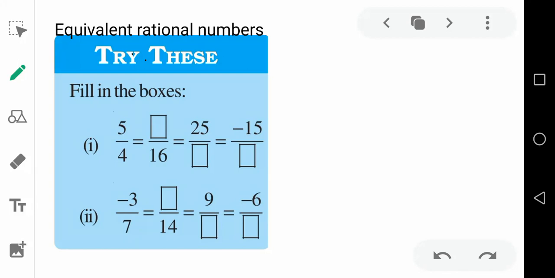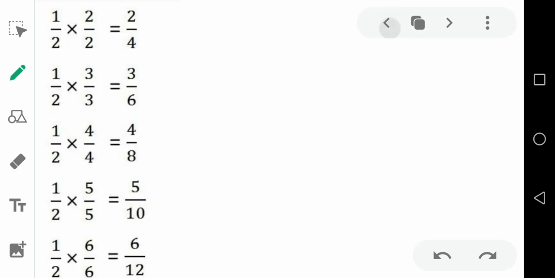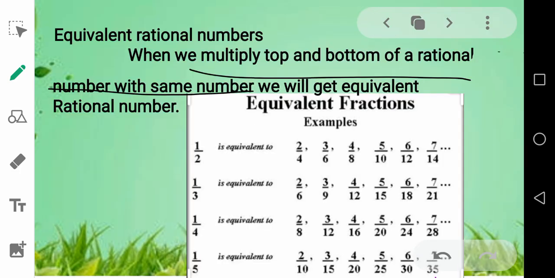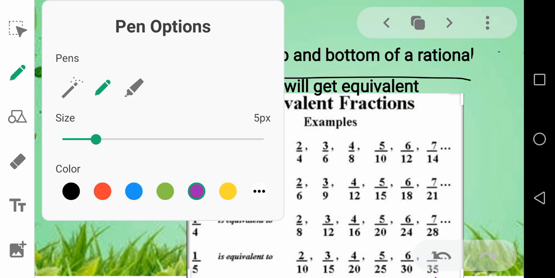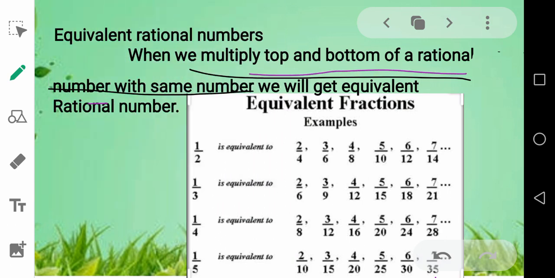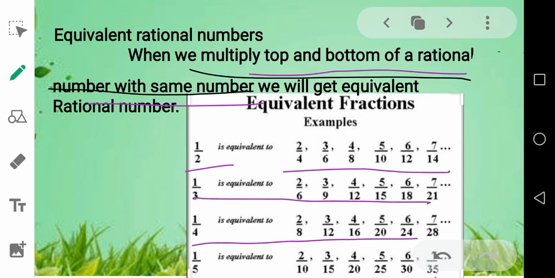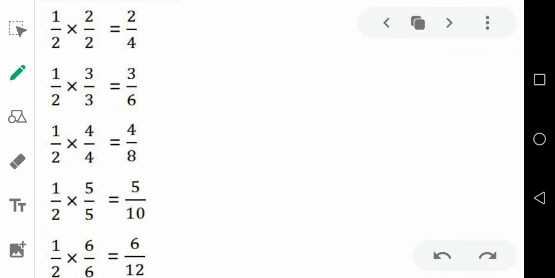Then we studied about equivalent rational numbers. Do you remember what equivalent rational numbers are? So here we have the equivalent rational numbers. When we multiply top and bottom of a rational number with the same number, we will get equivalent rational numbers. Okay, so 1 by 2 is equivalent to... So these are the equivalent fractions. So 1 by 3, 1 by 4. This is how we will get them.